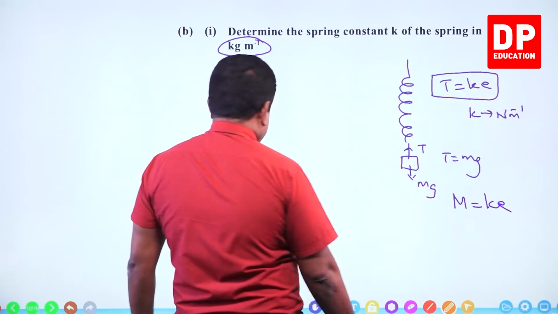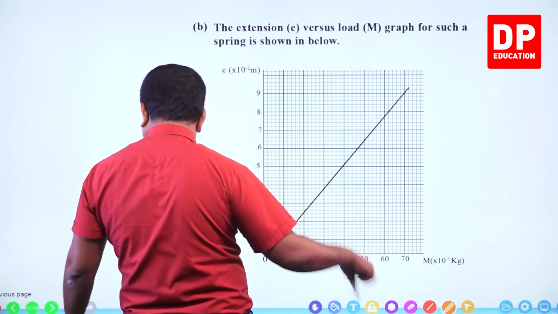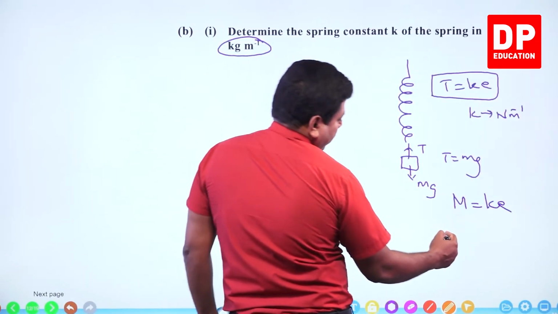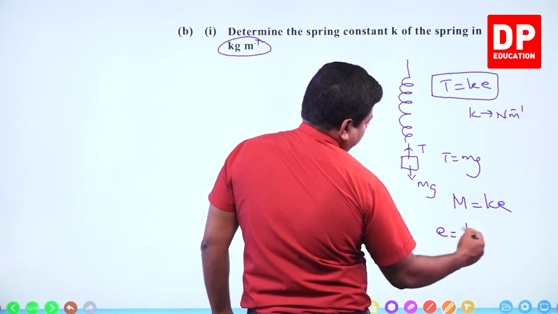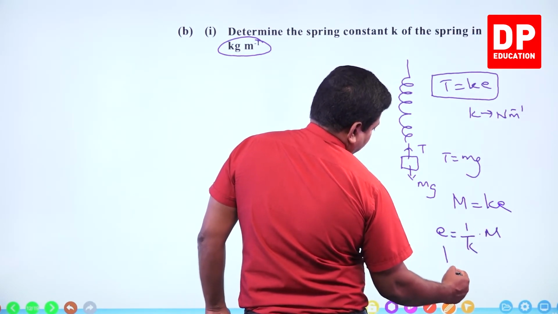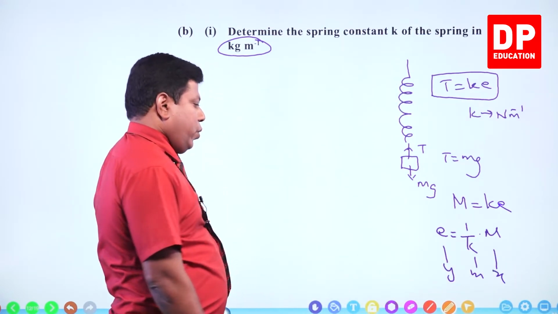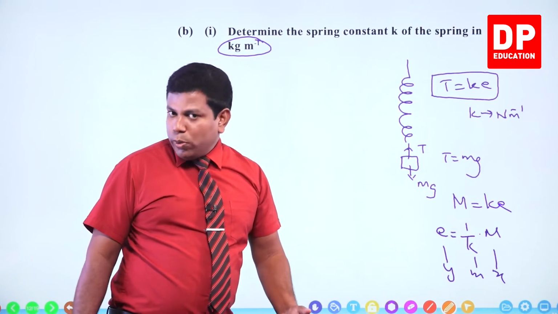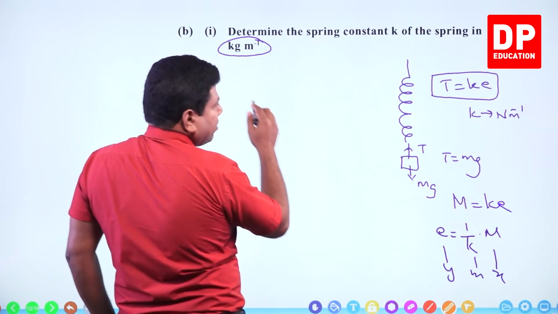Understand? The graph we have is E versus M. So look at this. E is going to be 1 over K into M. Y, M, X. So the gradient is going to be 1 over K. K is going to be 1 over gradient. Let's find the gradient.